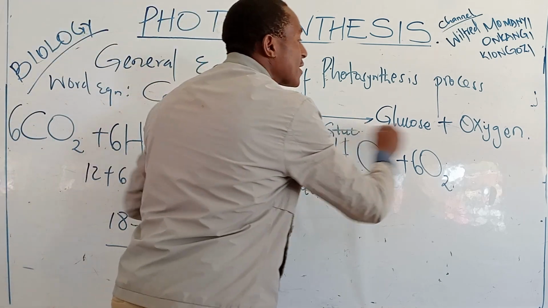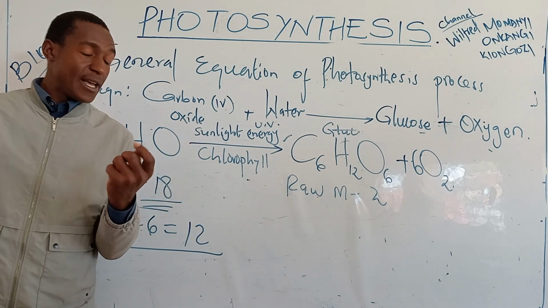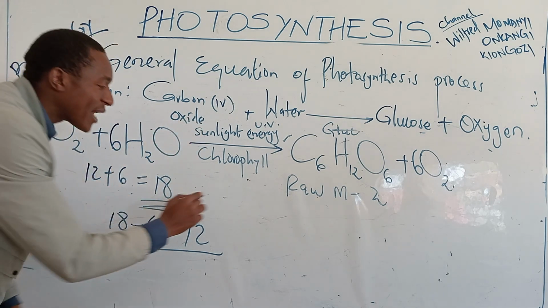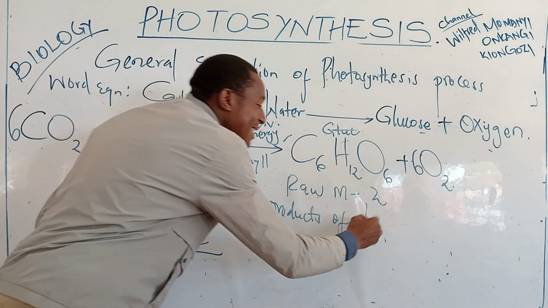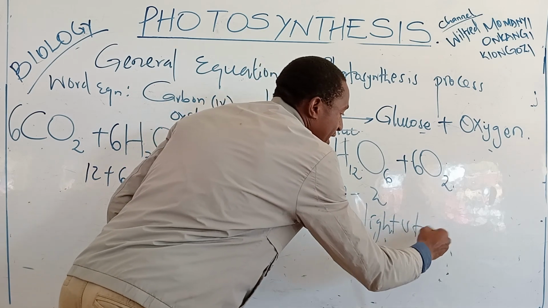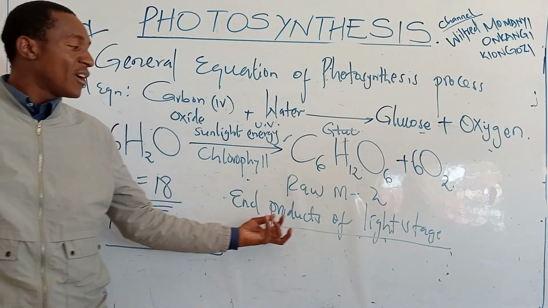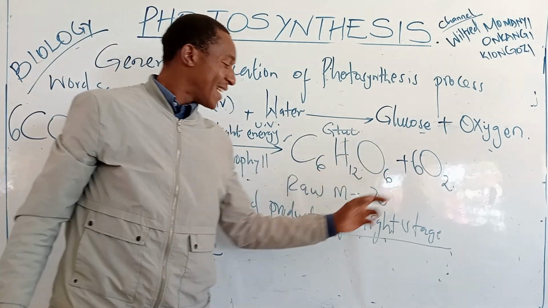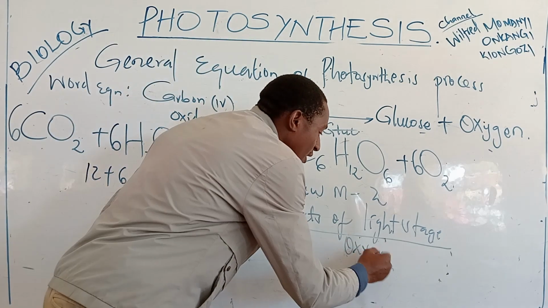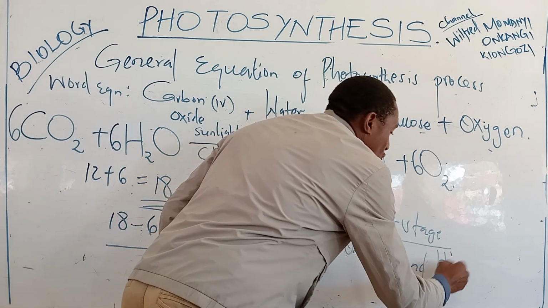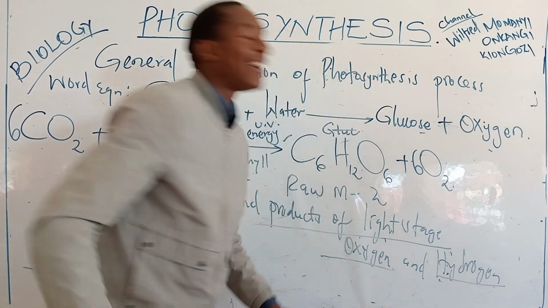Glucose plus oxygen. There is a question that is very common in the exams. You will be asked to give the end products of the light stage. This is a very common question and very many students confuse it. They instead give the products of photosynthesis. Light stage, the products are 2. That is oxygen and hydrogen. You can say oxygen atoms and hydrogen ions.